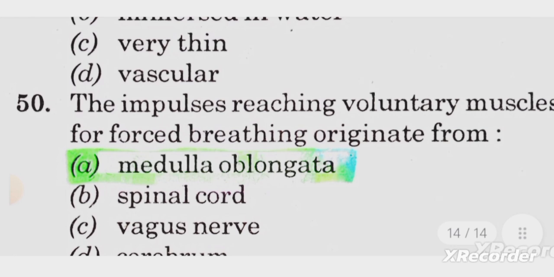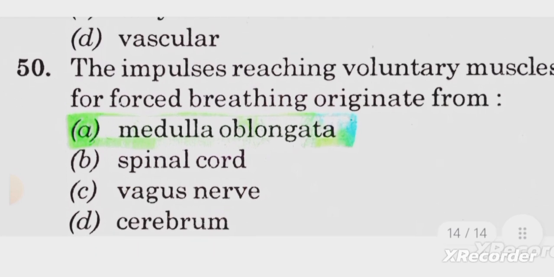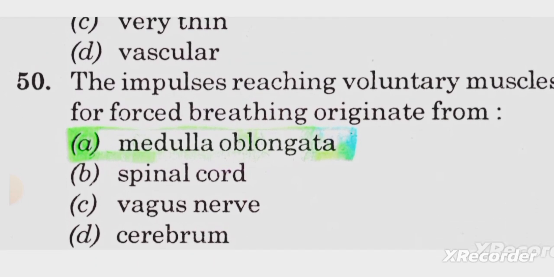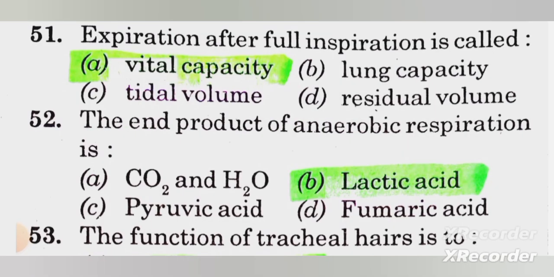50. The impulse reaching voluntary muscles for forced breathing originates from answer A, medulla oblongata. 51. Expiration after full inspiration is called vital capacity. 52. The end product of anaerobic respiration is answer B, lactic acid.